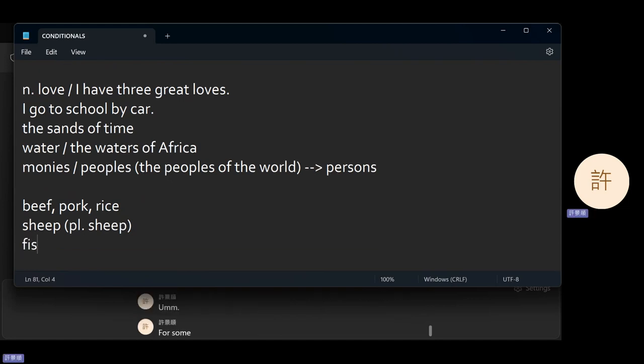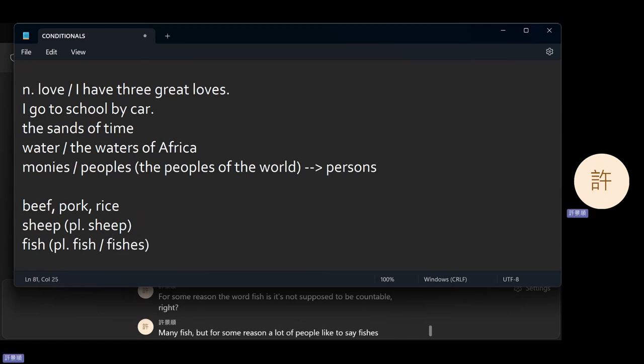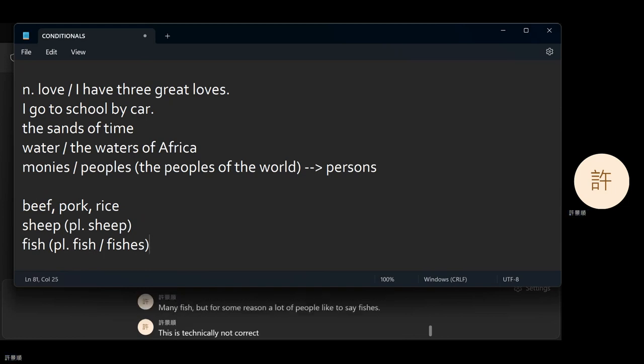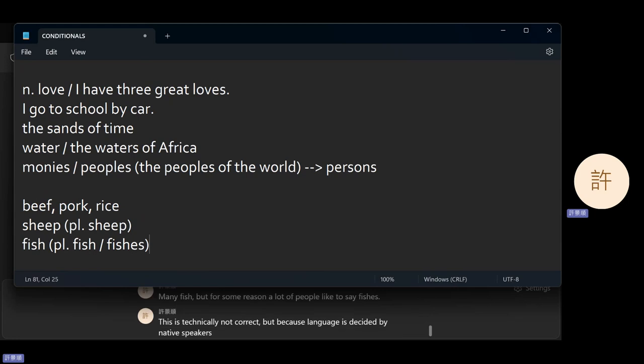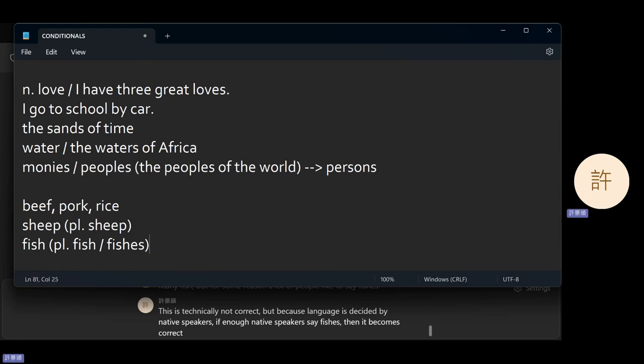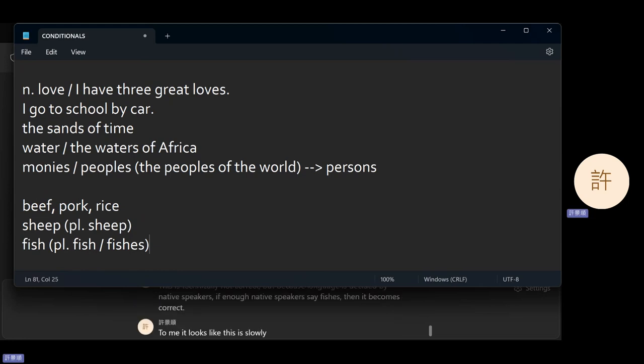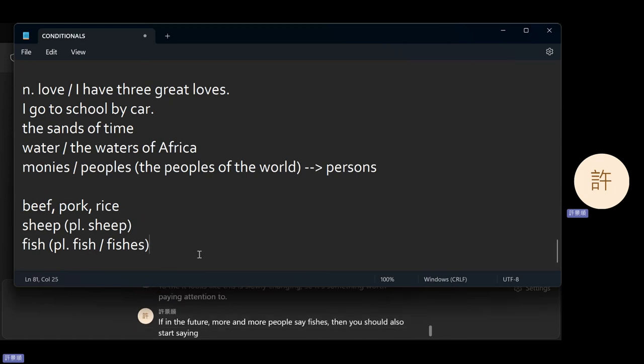For some reason, the word fish is not supposed to be countable, right? Many fish. But for some reason, a lot of people like to say fishes. This is technically not correct, but because language is decided by native speakers, if enough native speakers say fishes, then it becomes correct. To me, it looks like this is slowly changing, so it's something worth paying attention to. If in the future more and more people say fishes, then you should also start saying fishes, but not yet.